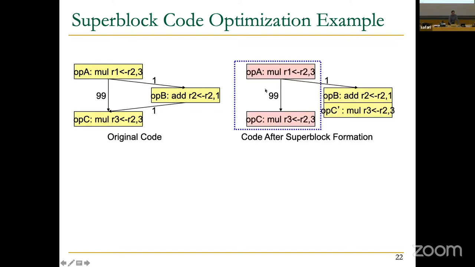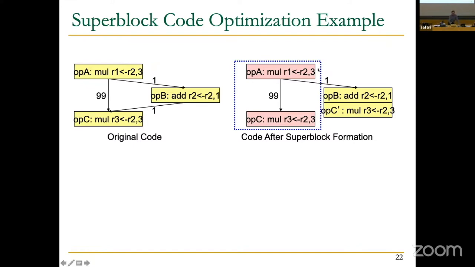Now, after superblock formation, this is what happens. You basically combine the 99% path, these 2 instructions. You can reorder them nicely if you can. And then once you exit, you have this code, but then you cannot re-enter back. So we want to eliminate this edge, so we duplicate this tail. That's the tail, essentially. Duplicate this instruction. So we have 4 instructions now in this very, very simple example. This is the simplest example of a superblock that I can come up with to show something really interesting. A really interesting thing happens next.